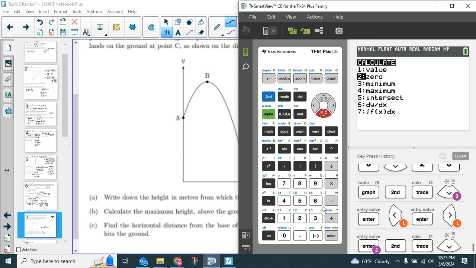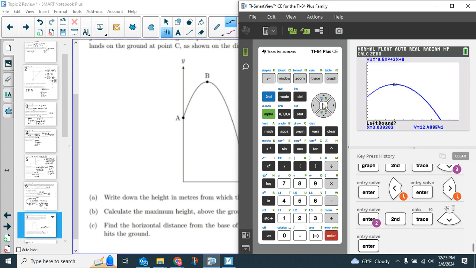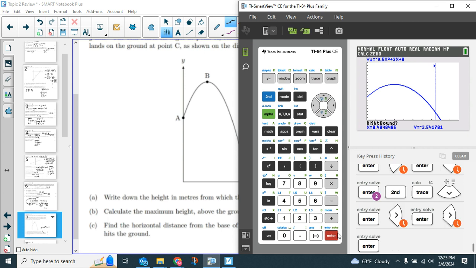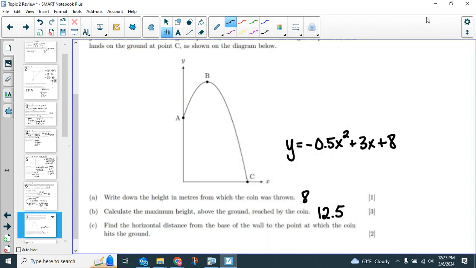Zero is the same as an x-intercept, right? So we're going to do left bound again. I just go somewhere to the left of where this 0 is. Right bound, somewhere to the right, hit enter, boom. So x is 8, because now it's asking for the horizontal distance, which is x's. So this is 8. I guess it didn't say in meters that time, so I'll say meters for both B and C.